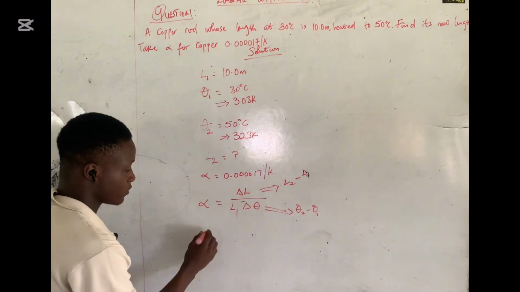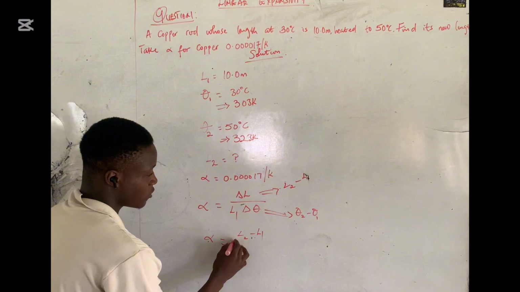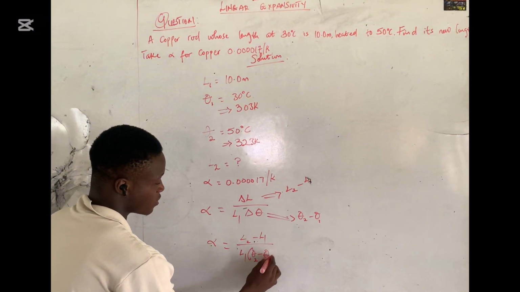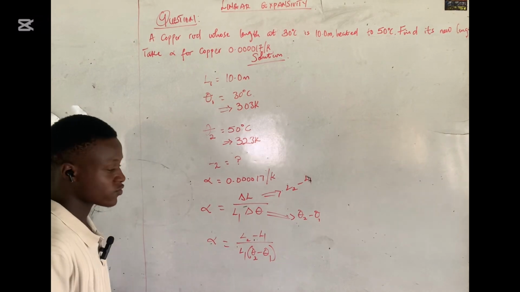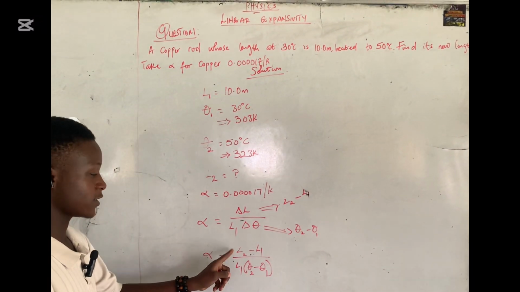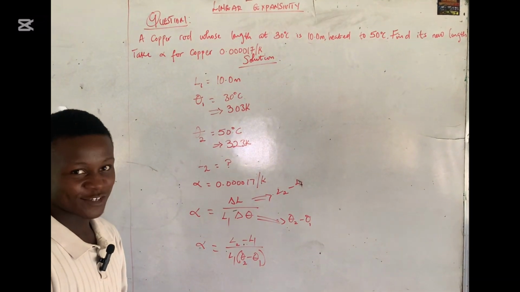So we can say alpha is equal to L2 minus L1 over L1 into bracket theta 2 minus theta 1, right? So now let's continue. We are given the initial length, we are given the temperatures, and we are given alpha. So we can solve now.